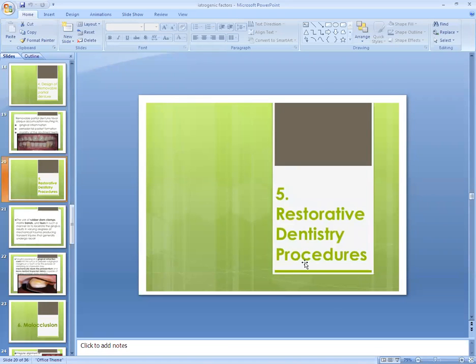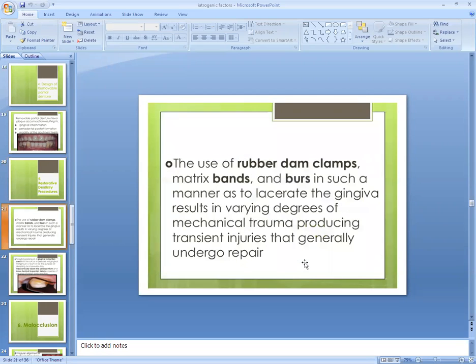Next factor is the restorative dentistry procedures. In restorative dental procedures, we normally use different rubber dams, clamps, metal bands, and burs, which result in laceration of the gingiva depending on the degree of mechanical trauma, producing transient injury that generally undergoes repair.